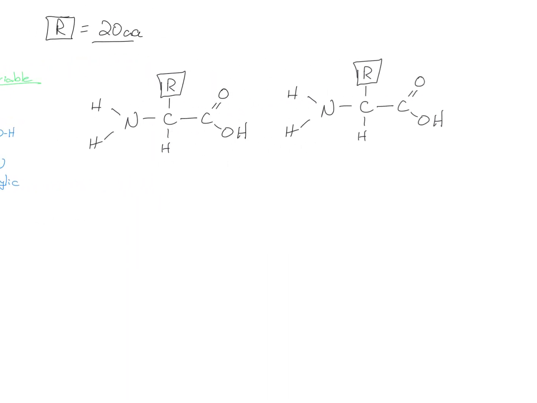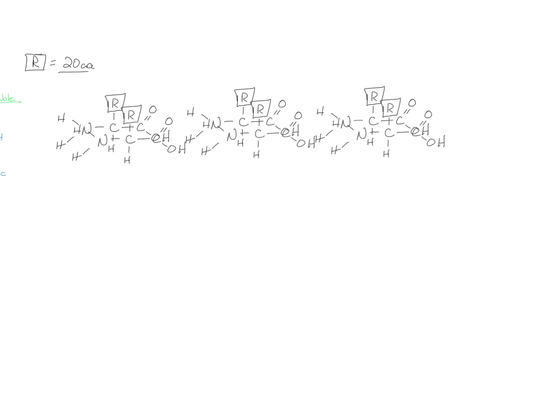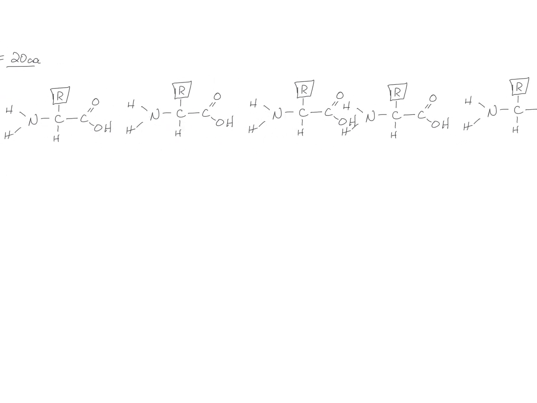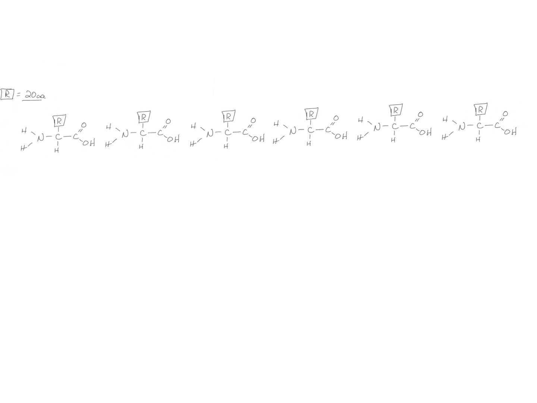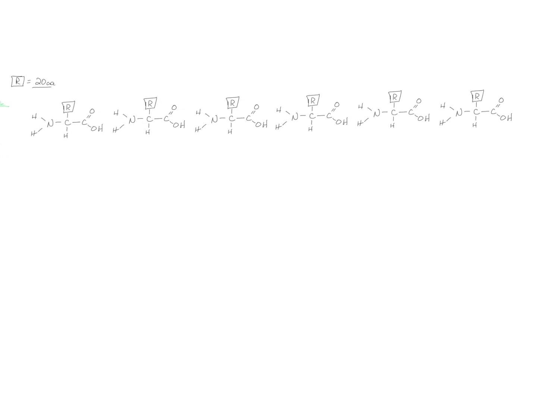Let's put a big old bunch of them together and see what happens. How is it that we can put these together using our bonding rules, keeping in mind that we have to keep our rules? The rules don't change. So you have a bunch of different amino acids. Now they're different. Why are they different? Because the R groups can be different.